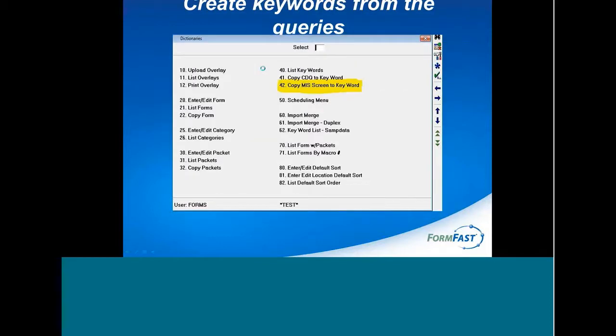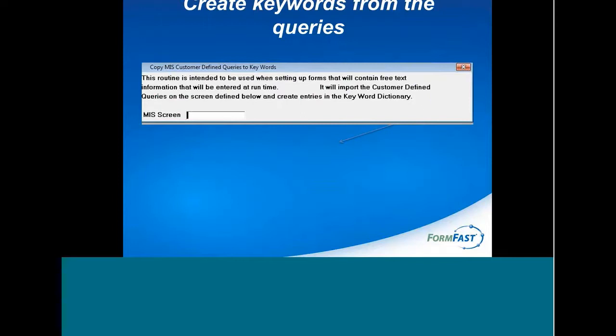Now, before I show you how it's actually used, I'm going to show you a new routine that we have on our dictionary menu here. It's very similar to the routine that I mentioned earlier, which allows us to copy a Meditech customer-defined screen query into a keyword for our system. This new routine, copy MIS screen to keyword, will do the same thing, except it'll do it to the screen that we just created. So if I select this routine, I'll get a lookup.